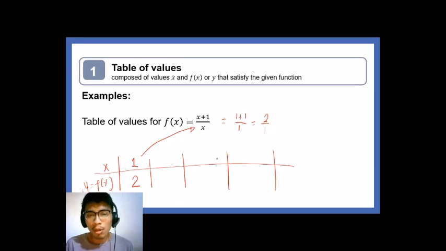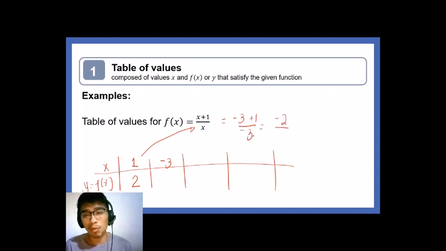So you simply put lots of numbers here that will make your rational function satisfied. Another example, negative 3. So you substitute that to your given equation. That is our table of values, ladies and gentlemen. Once x is negative 3, it will become negative 3 plus 1 all over negative 3. Negative 3 plus 1 is negative 2 all over negative 3. Negative divided by negative is positive. It will become positive 2 over 3. So therefore, this is now 2 over 3, and so on and so forth. So you simply look for a number that will satisfy your given equation.